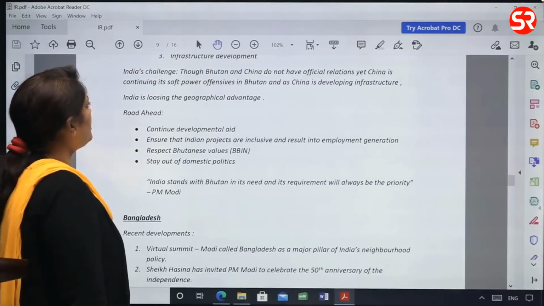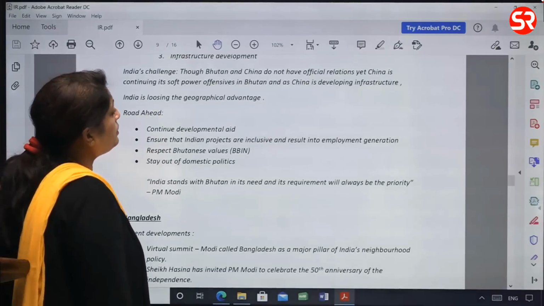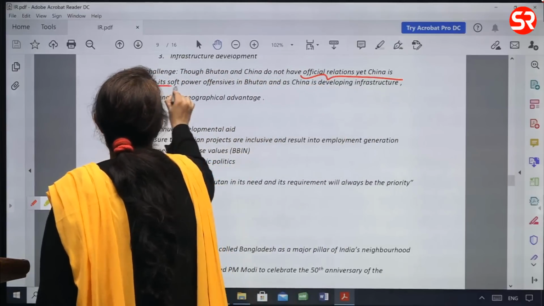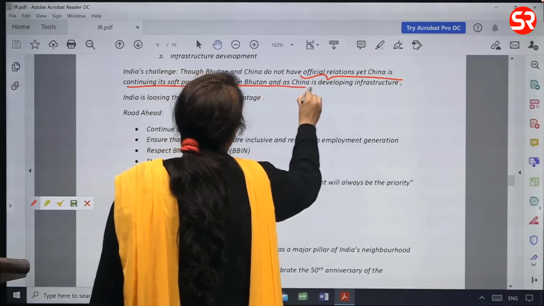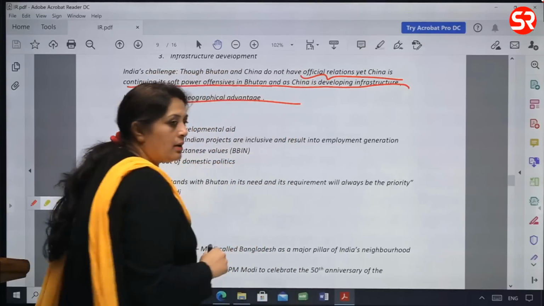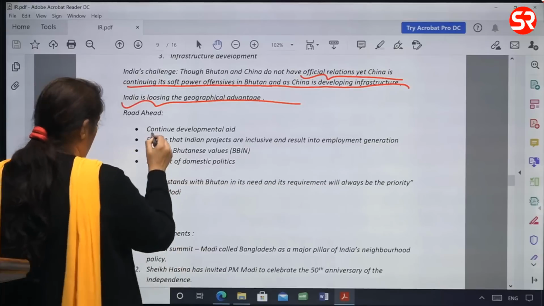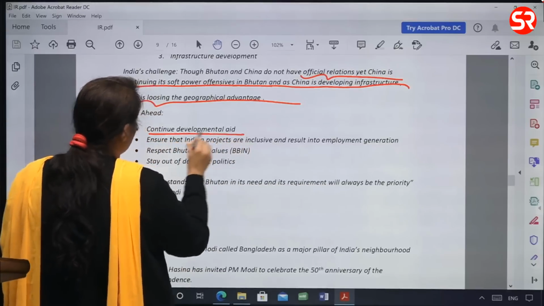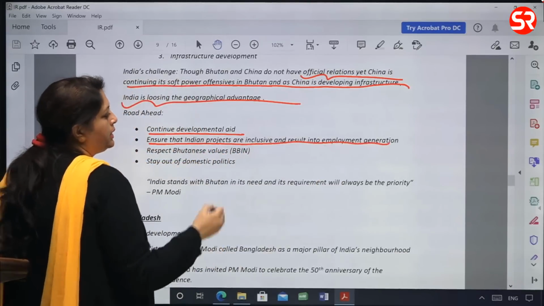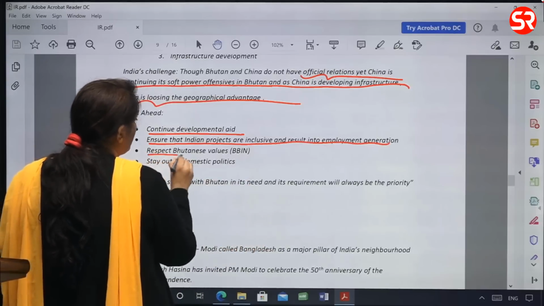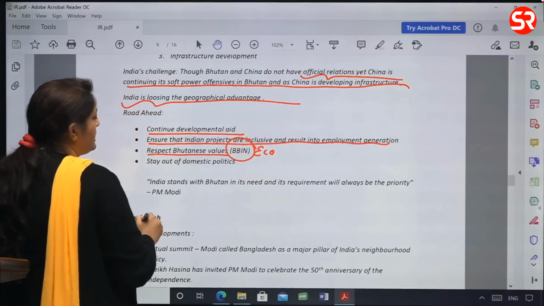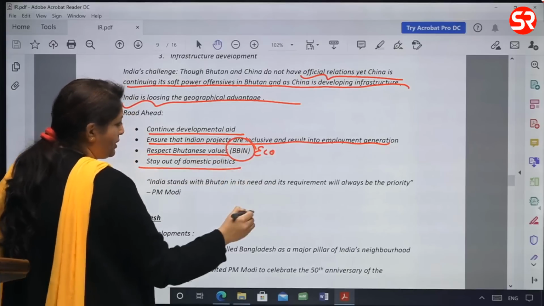India's challenge: though Bhutan and China do not have official relations, yet China is continuing its soft power offensives in Bhutan, and as China is developing the infrastructure, India is losing the geographical advantage. Road ahead: continue the developmental aid, ensure that Indian projects are inclusive and help in employment generation in Bhutan, respect Bhutanese sensitivities with respect to ecology and environment, in BBIN, stay out of domestic politics.